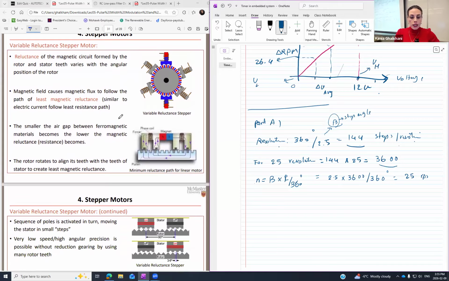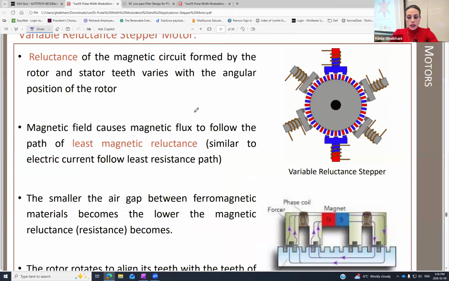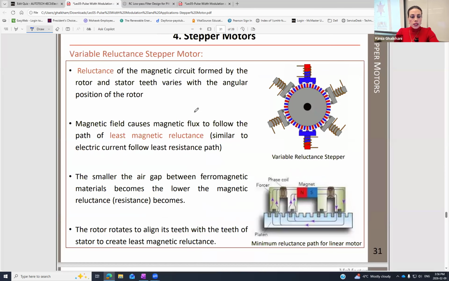Next, let's look at a little bit of the variable reluctance stepper. Reluctance of any magnetic circuit, which most of the time we have in a stepper motor. Anytime that you have a coil, like this one, any wire which is wound around some pieces, we call it a coil. This is our coil. Then we call it a magnetic circuit. We have some magnetic circuit in here.